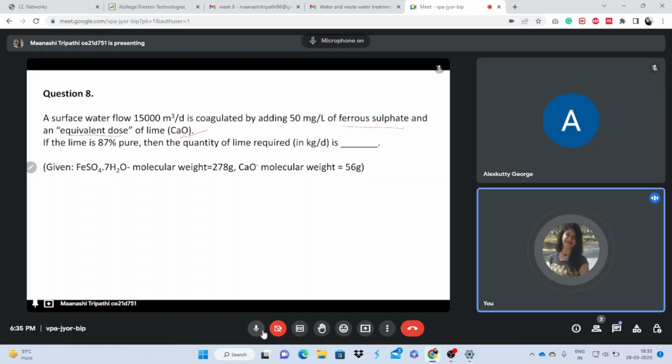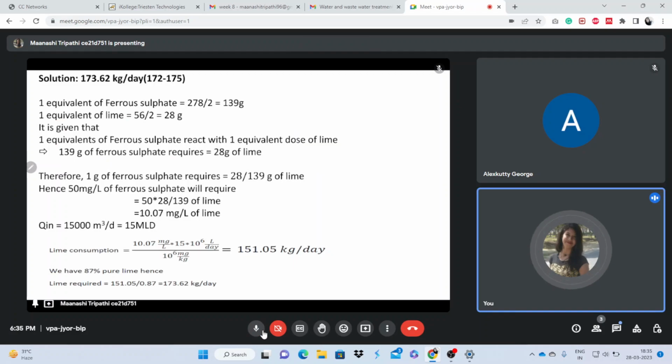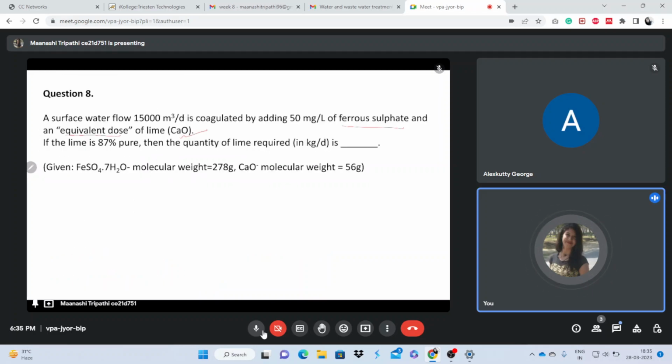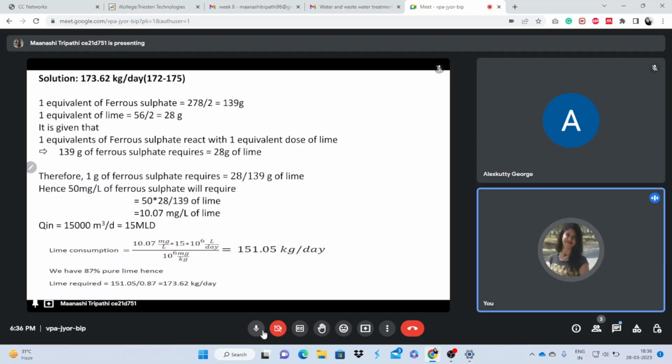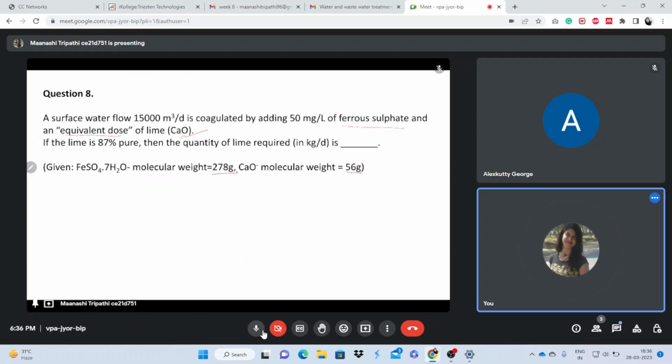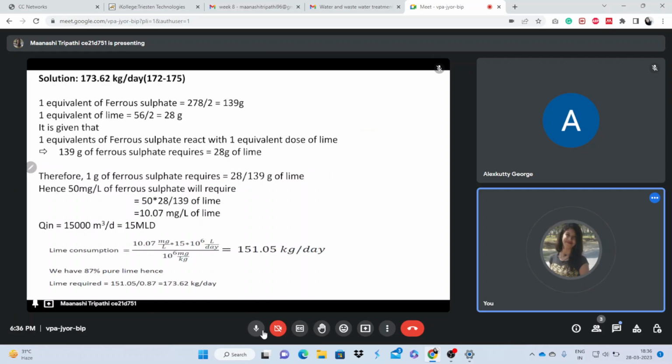We'll see the solution now. So one equivalent of ferrous sulfate is, we know the molecular weight of ferrous sulfate, that is 278, and we know the molecular weight of CaO, which is 56. So one equivalent of ferrous sulfate is, because it is saying equivalent dose of lime, it is equal to equivalent dose of lime.